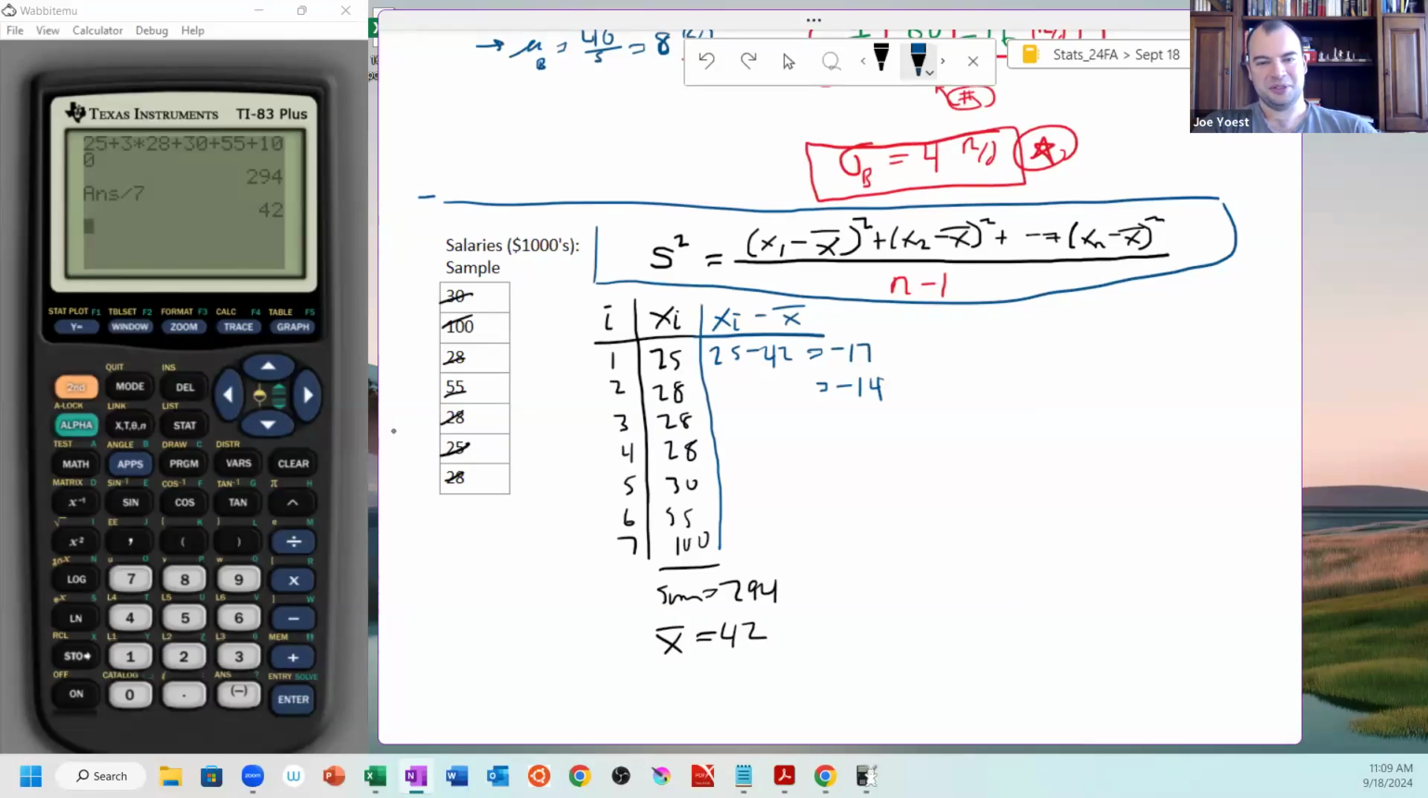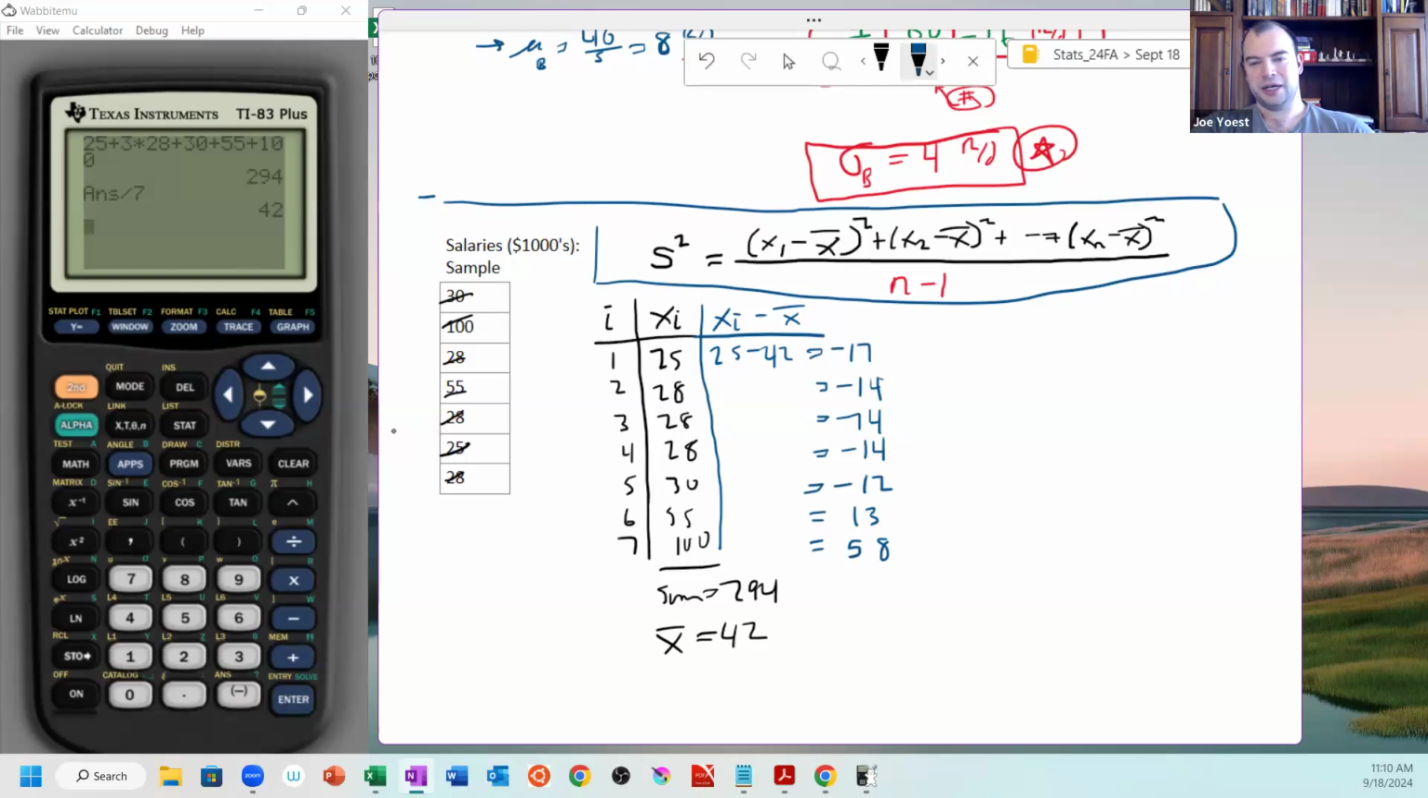I see 3 copies of 28. So negative 14 for each of those. We go up to 30, we're 2 closer. So negative 12. 55, I'm on the other side of 42. 55 minus 42 is positive 13. And 100 minus 42 is just shy of 60. It is 58.